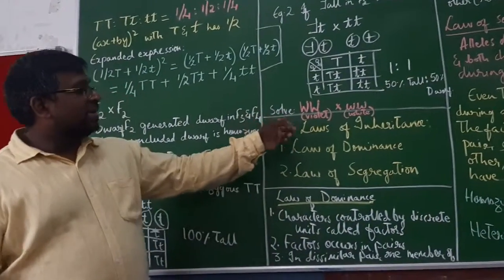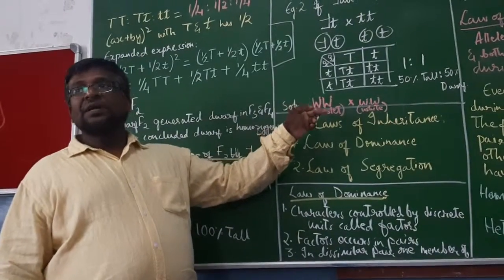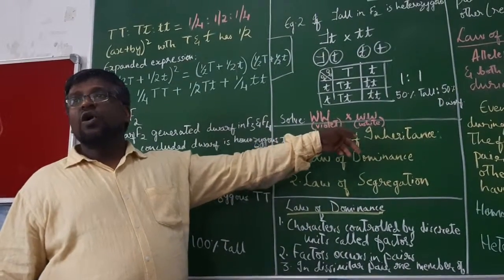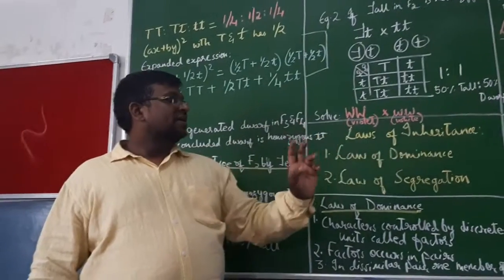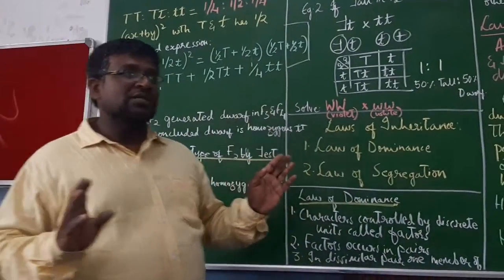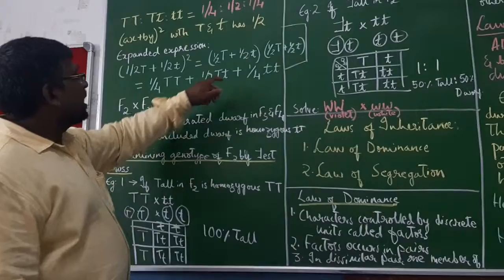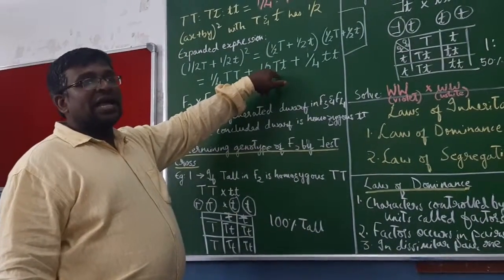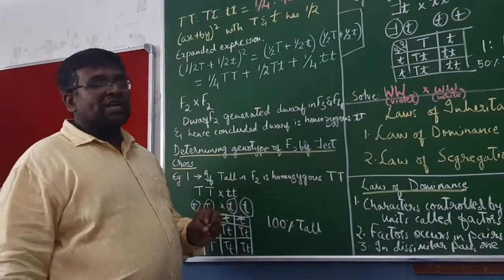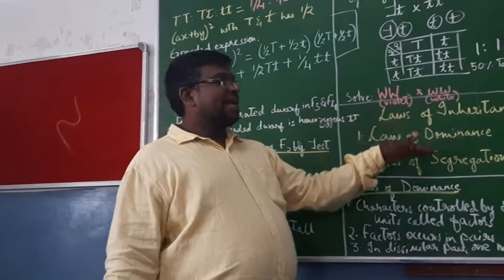Now you can solve this at home. Capital WW is violet, small ww is white. Okay. Using this, they found out. See, how did I come to know that the tall is hybrid tall genotype? For that, these are the characters that we have.